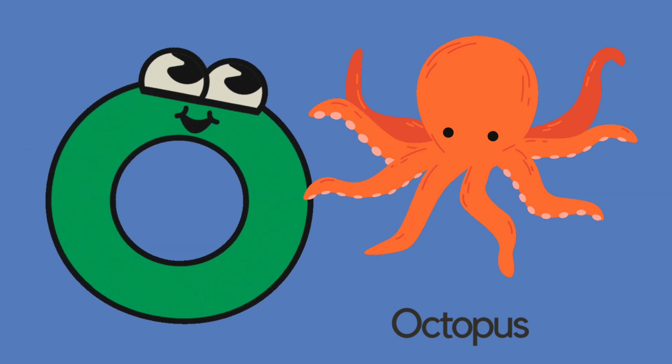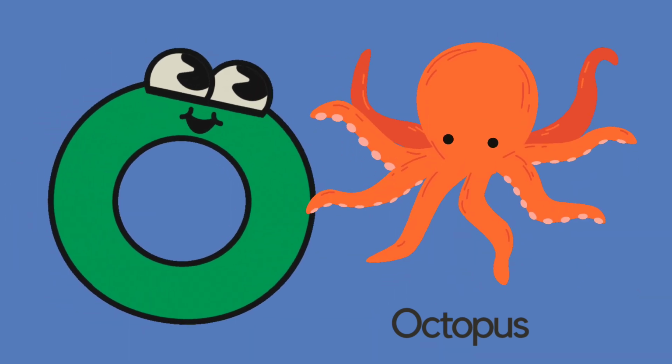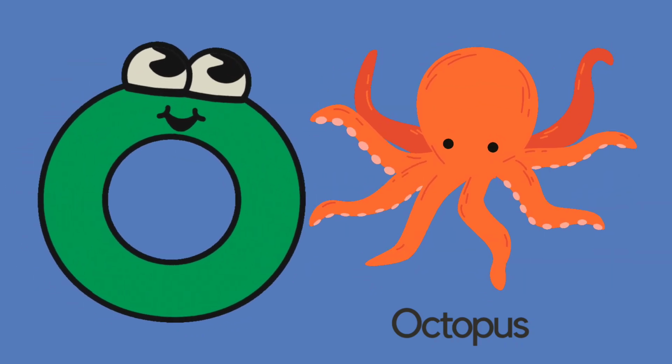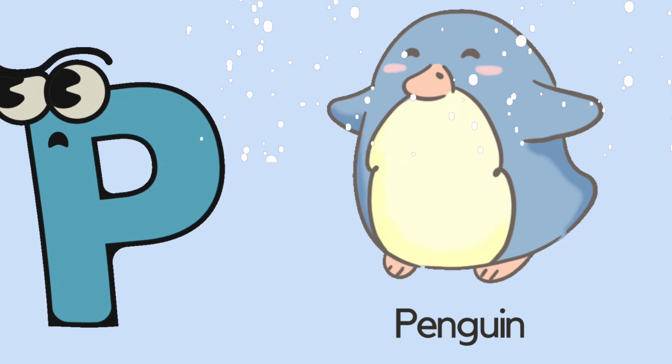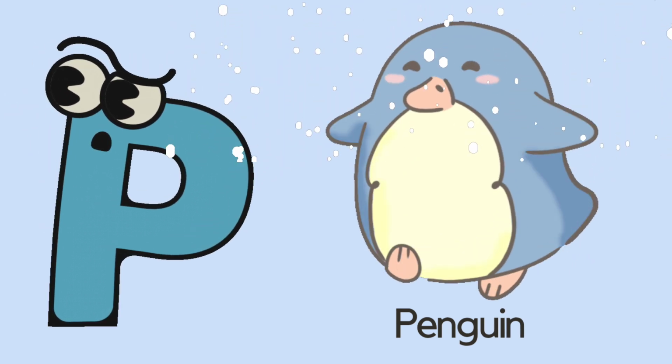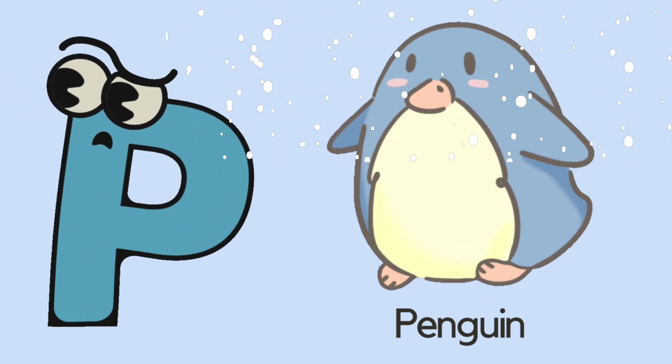O is for octopus. Can you say octopus? Wonderful. O is for octopus. Let's keep learning. P is for penguin. Can you say penguin? Perfect. P is for penguin.